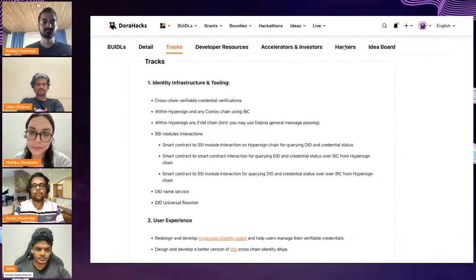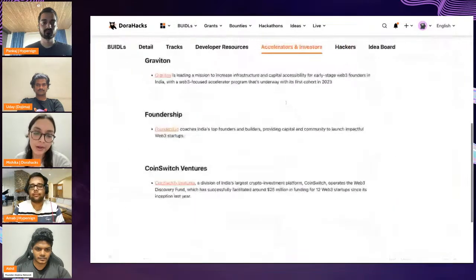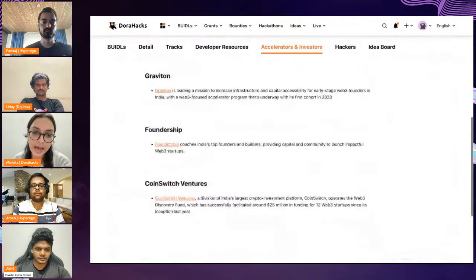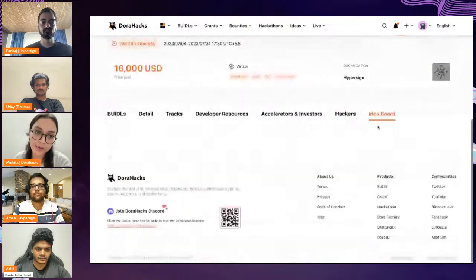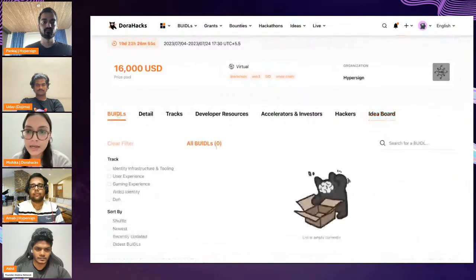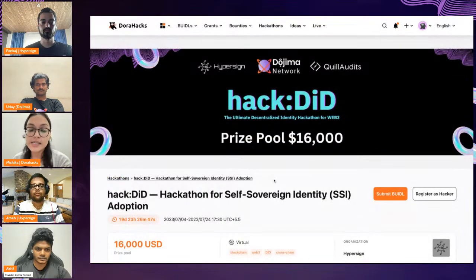And then there's accelerators and investors who will be supporting the hackathon, and then the hackers who have registered for the hackathon. Idea board again will soon be populated. But yeah, now let's go through the process of creating a BUIDL. BUIDL essentially just means how to submit your project, how to create a profile for your project.